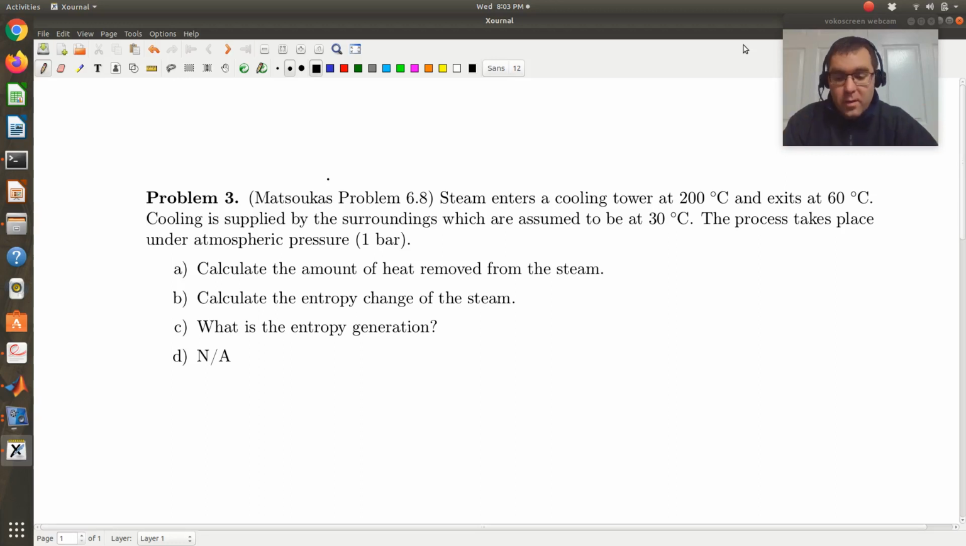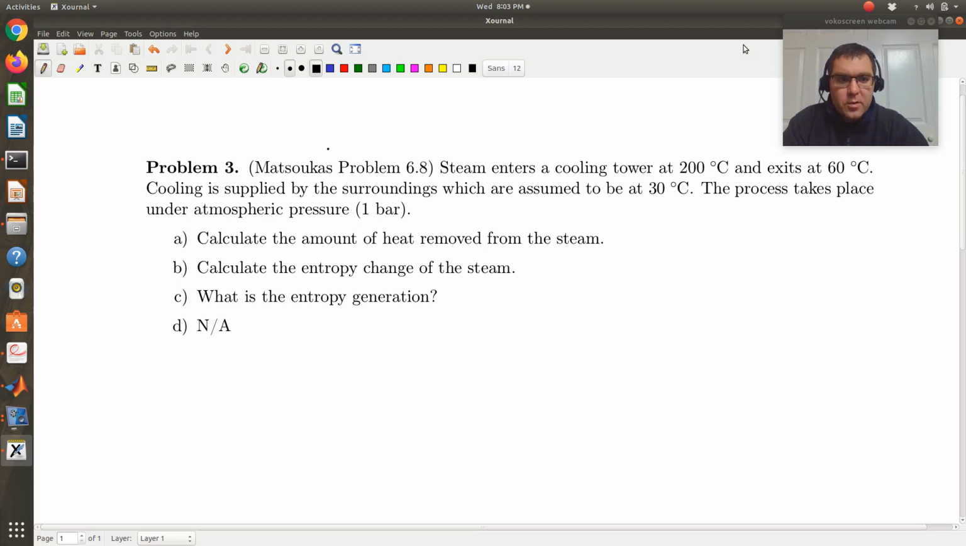All right, let's take a look at our third example problem from Chapter 6. Steam enters a cooling tower at 200 degrees C and exits at 60 degrees C. Cooling is supplied by the surroundings, which are assumed to be at 30 degrees C. The process takes place under atmospheric pressure.